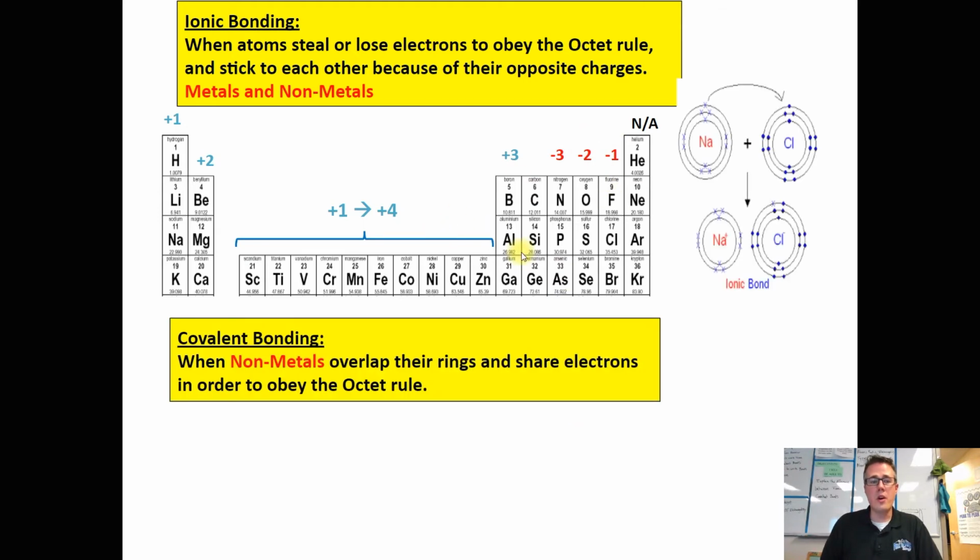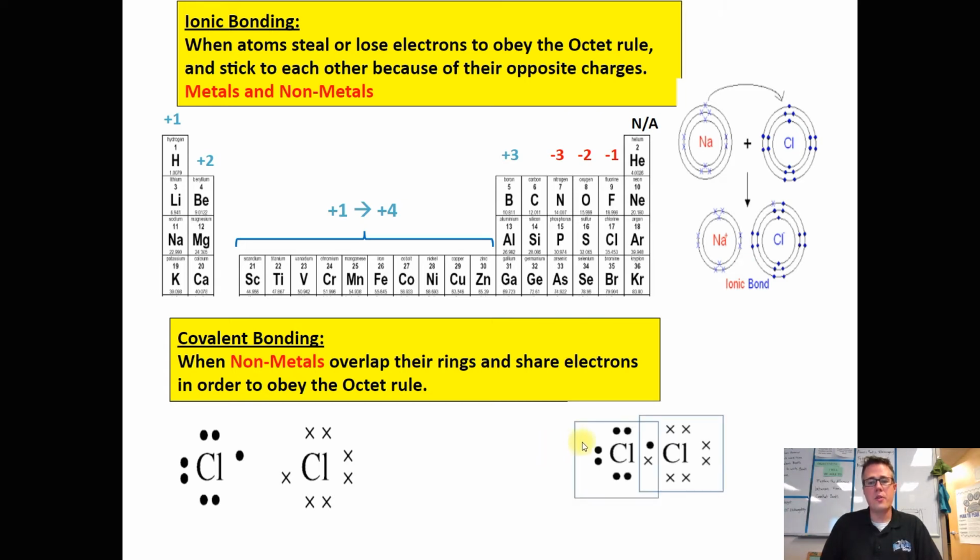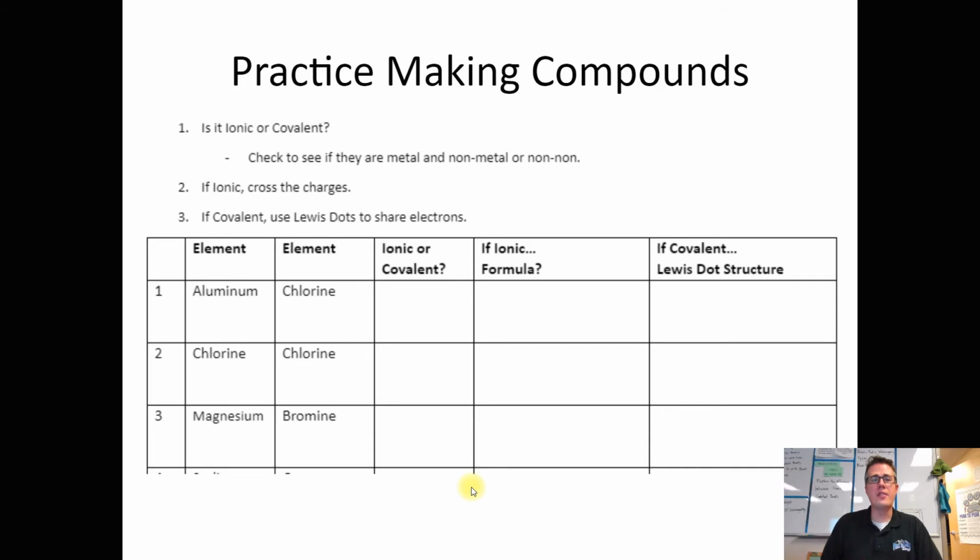With covalent bonding, this is when you take two nonmetals, and because they're both too strong for each other to completely steal, they're going to overlap their rings in order to share electrons. And we use Lewis dots for this to show these bond connections happening. So remember the little parking spot idea, where if you push the two atoms together and make the dots fill in so that everybody has what they want, this is how we figure out the compounds when we're doing covalent bonding.